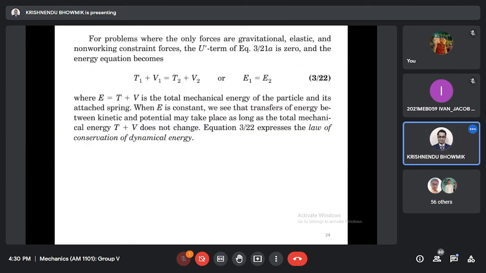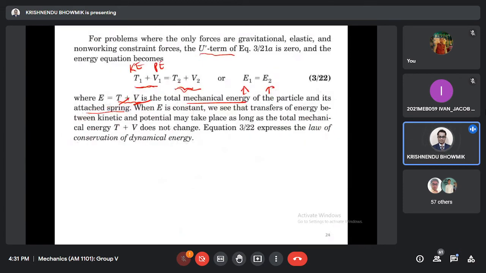Now, this is kinetic energy and this is potential energy. Kinetic energy plus potential energy equals constant when there is no external force, when there is no external work done. Then this and this should be constant, and we can write E1 equal to E2. Here E is basically T, kinetic energy, plus V, potential energy, the total mechanical energy of the particle. And it's at a spring, so this problem has a spring.